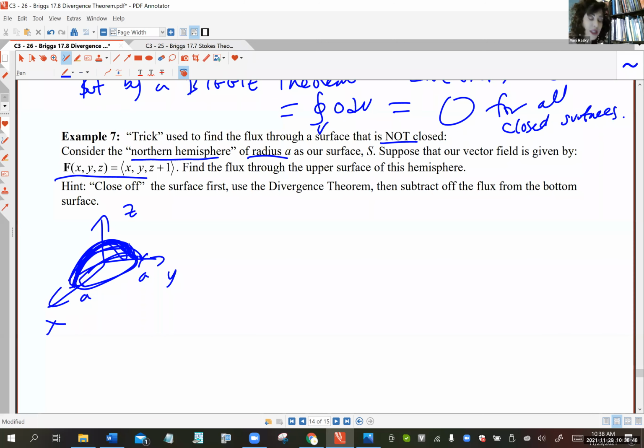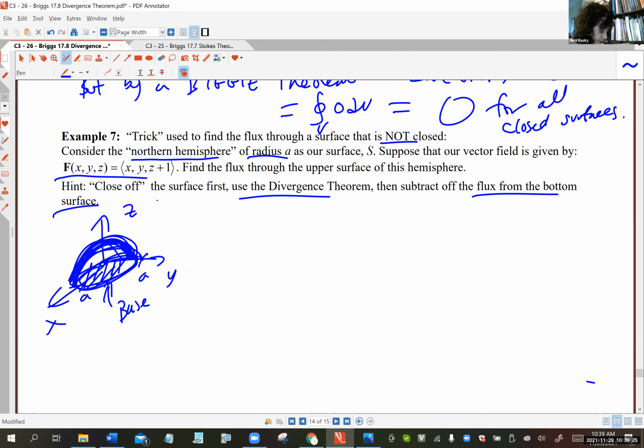So what we're going to do, this is our trick. We're going to close off this northern hemisphere by giving it a base plate. Here's our base. We're going to close it off. So we're going to make it closed. Okay. So what we're going to do now is we're going to find the full-blown flux through this closed surface, which involves two surfaces total, the hemisphere part and then the base plate. And then we're going to subtract off the flux from that bottom surface, from the base plate.